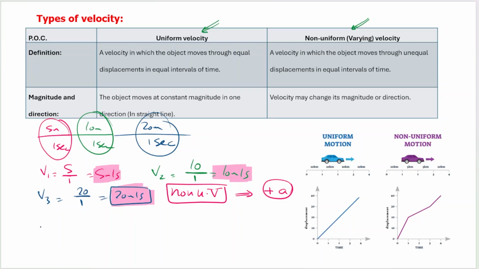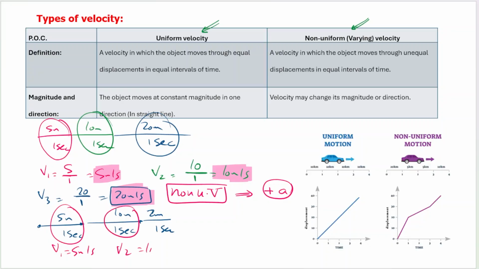But also, what if the object just covered 5 meters during the first second, then 10 meters during the second second, then covered just 2 meters during the third second? So the velocity of this object here is 5 meters per second, 5 divided by 1. The velocity here is 10 divided by 1, so it's 10 meters per second. The velocity there is 2 divided by 1, it's 2 meters per second. So this object's velocity increased at the beginning, then it decreased. So also this object is moving with non-uniform velocity.